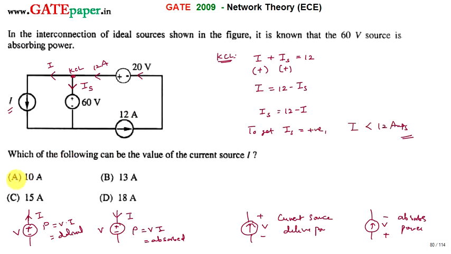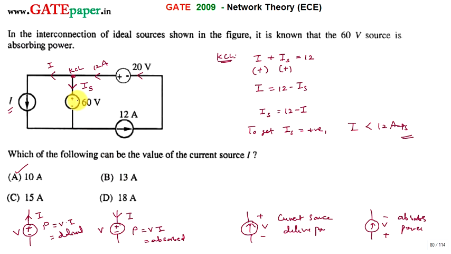Check this one. Option A, 10 amperes. 10 amperes is less than 12 amperes, so this is the right answer. For the others, 13, 15, 18 will give negative current. A negative current means the assumed direction is opposite. So if you use 13 amperes, then IS will be minus 1 ampere.